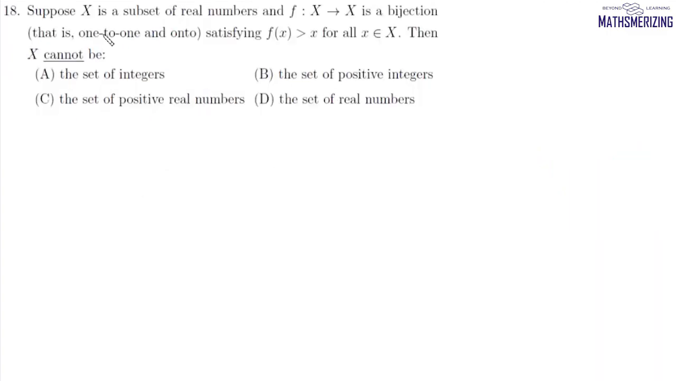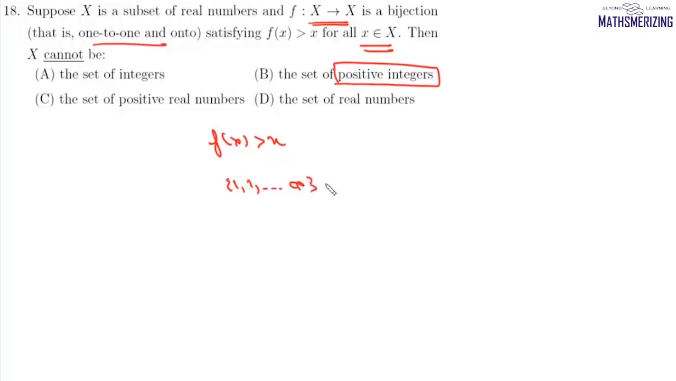Now question number 18 is: suppose X is a subset of real numbers and this function is defined from X to X. It is a bijection, that is, it is both one-one and onto, satisfying this property, f(x) is greater than x for all x belonging to X. Then this set X cannot be which of the following. Now, out of these 4 given sets, consider the set of positive integers. It starts from 1 and then goes all the way up to infinity.